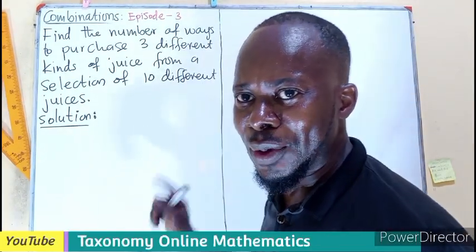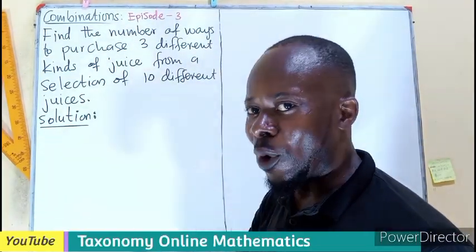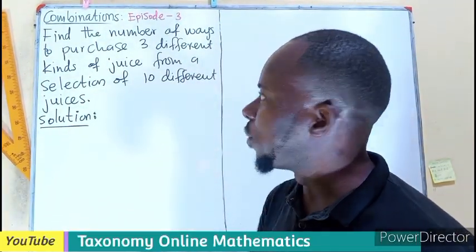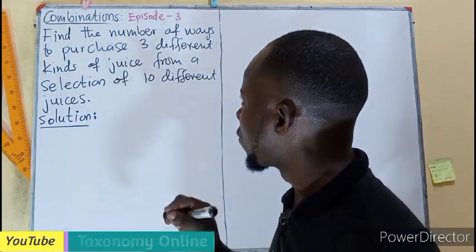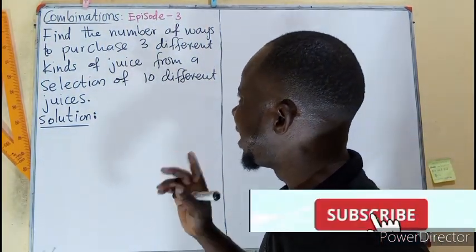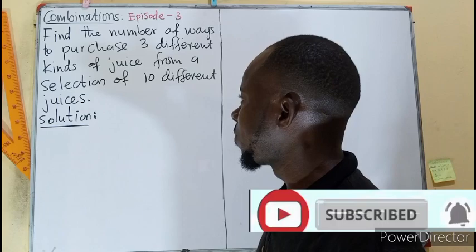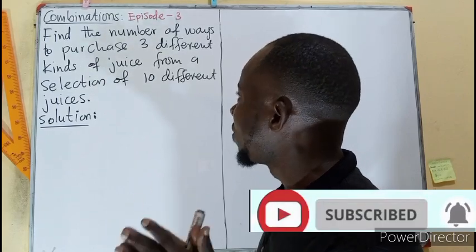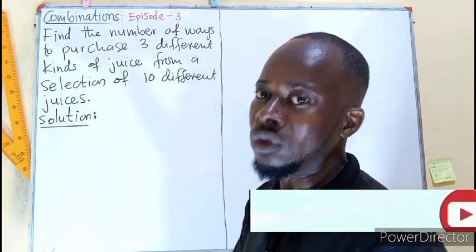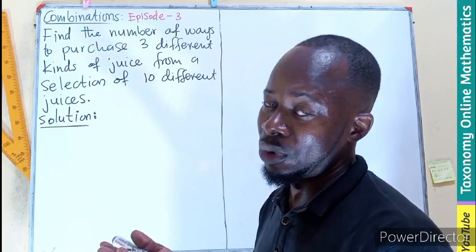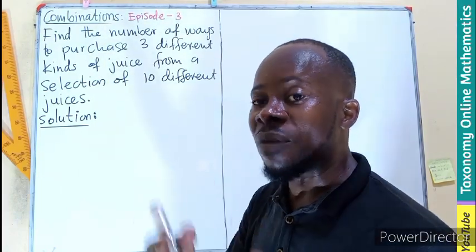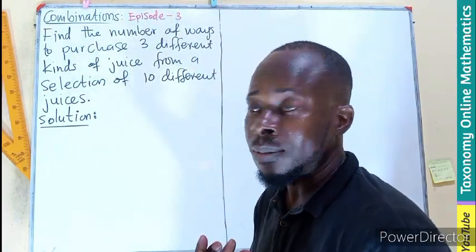Hello, welcome. A quick one on episode 3 of a combination tutorial. We have to find a number of ways to purchase 3 different kinds of juice from a selection of 10 different juices. So here we have to think of whether the order of arrangement or selection is important.